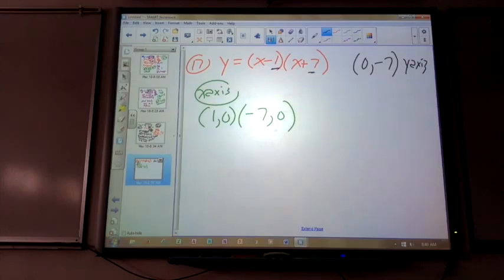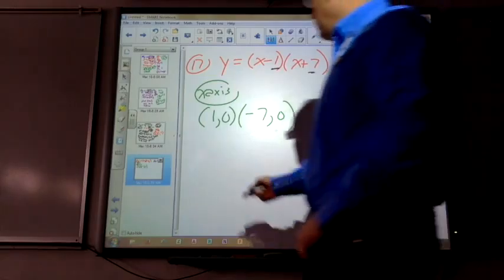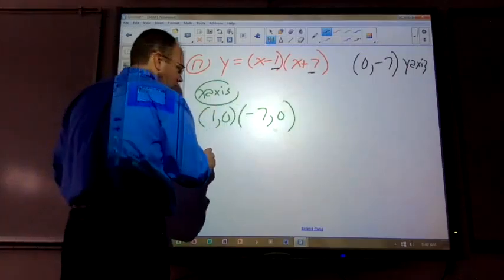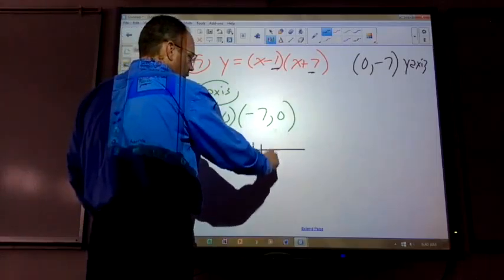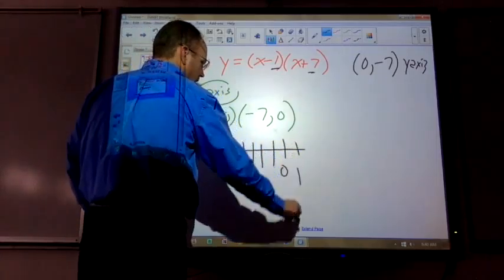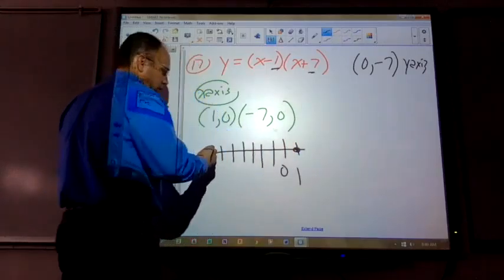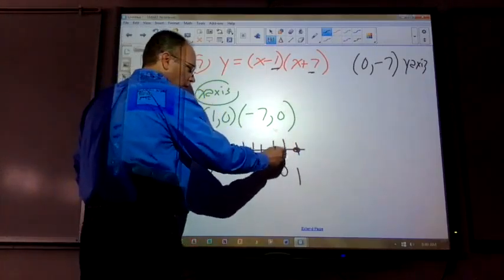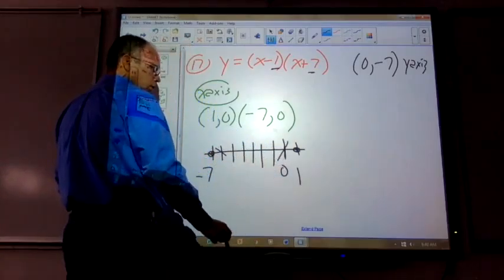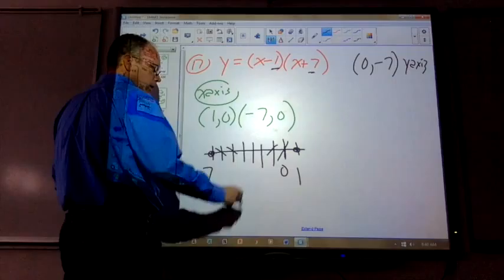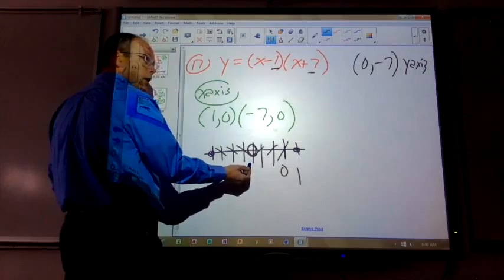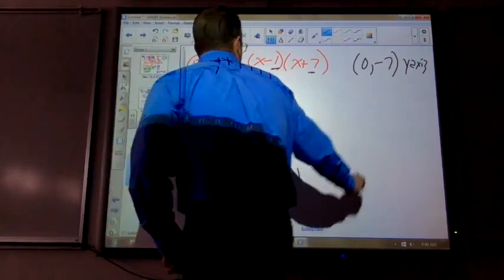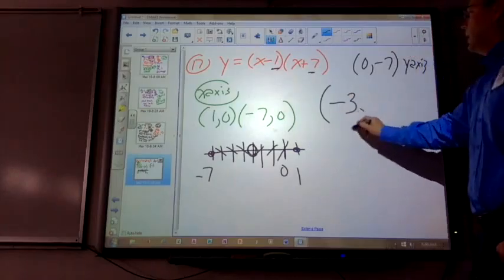What's the number halfway between 1 and negative 7? Negative 3.5? Let's take a look. If I had negative 7, here I have negative 6, negative 5, negative 4, negative 3, negative 2, negative 1, 0, 1. So basically our graph is here and here. What's halfway between? This is my 0, so I come in 1, come in 1. What's this? Median. Negative 1, negative 2, negative 3. And it is the median. Good. So the x component of my vertex is negative 3.